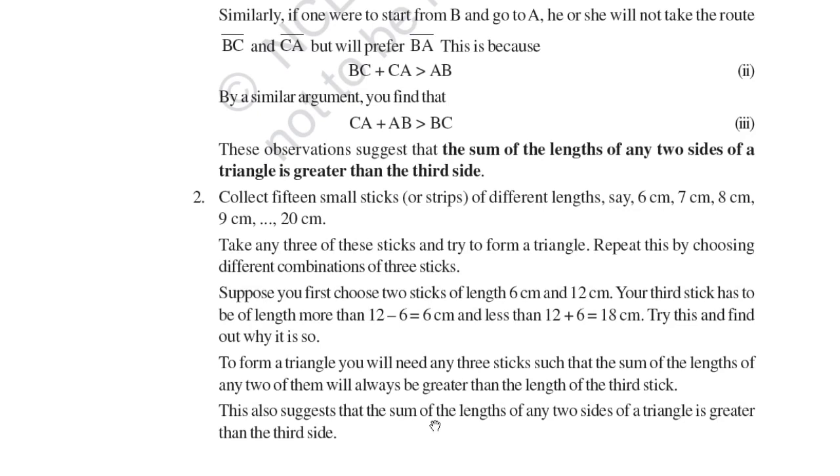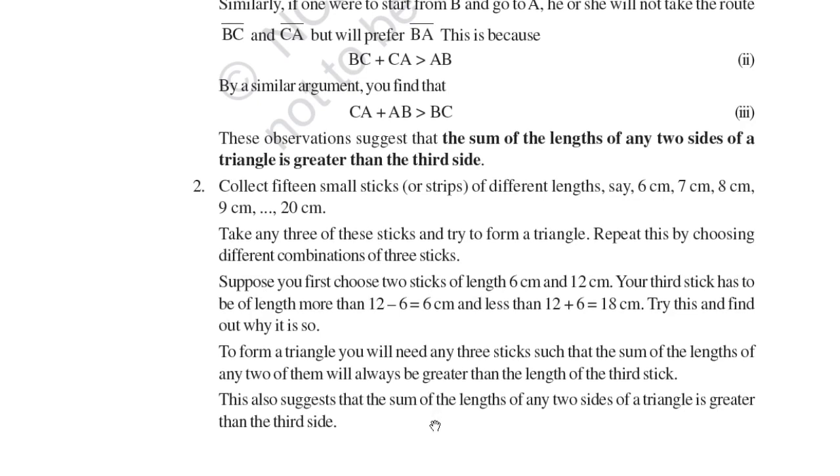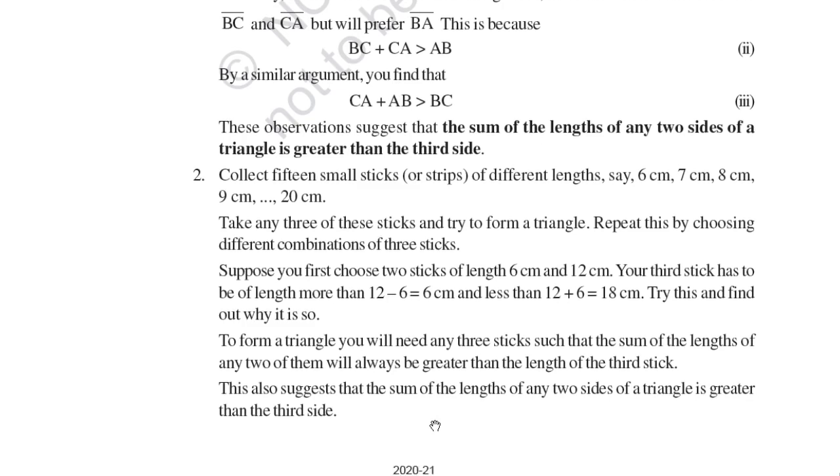Suppose you first choose two sticks of length 6 cm and 12 cm. Your third stick has to be of length more than 12 minus 6, that is 6 cm, and less than 12 plus 6, that is 18 cm. Try this and find out why it is so.